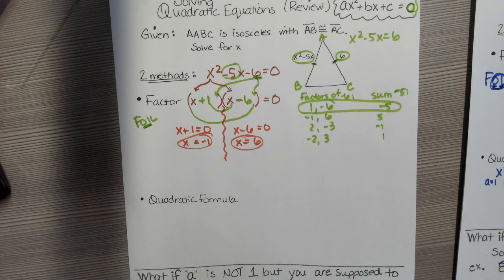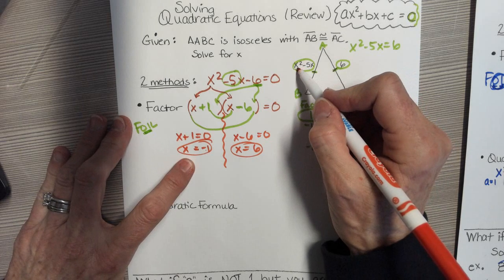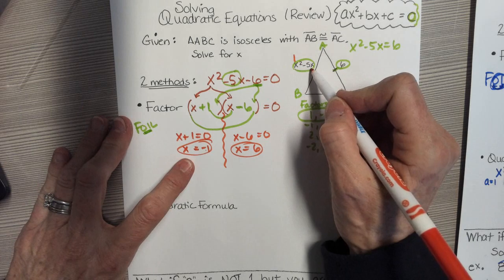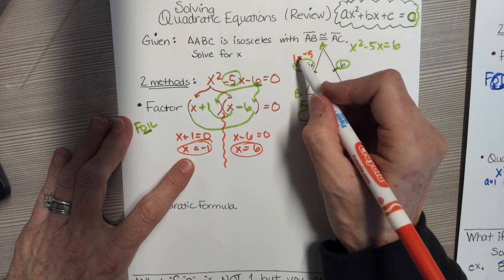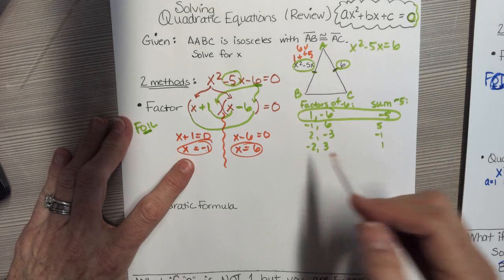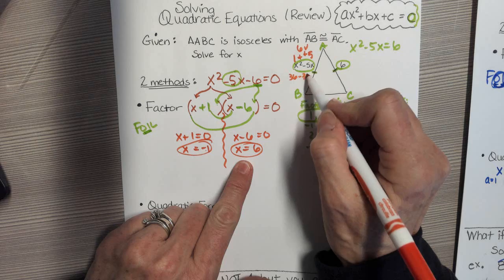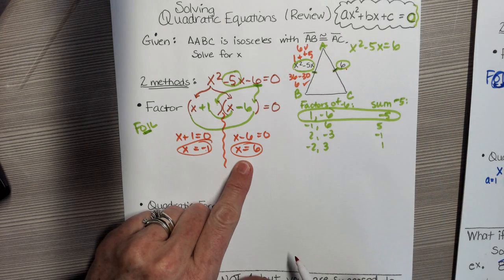Now, a nice thing about this, I can plug it back in again to check. If I put -1 in here, square it is 1, minus 5 times -1, so minus a -5, which gives me 6, and equals that side. If I put 6 in here, I get 36 minus 30. Of course, that's 6, and matches that side as well.